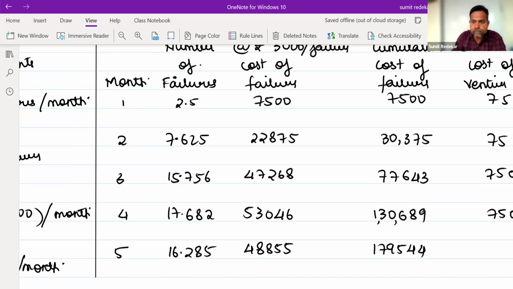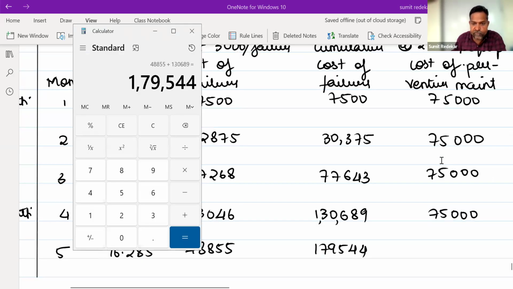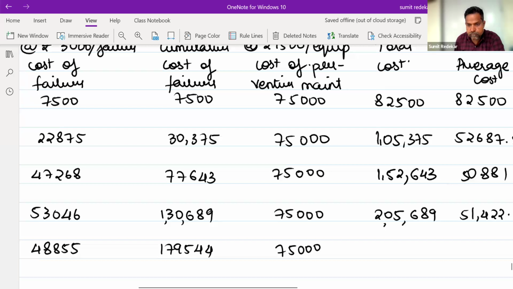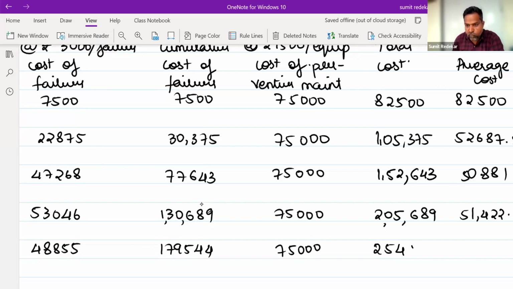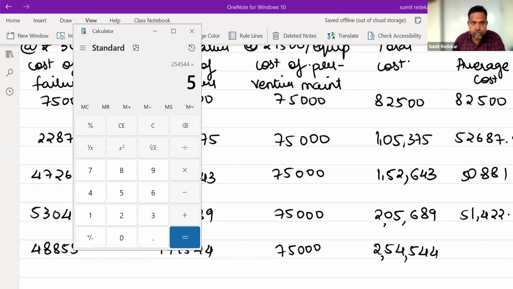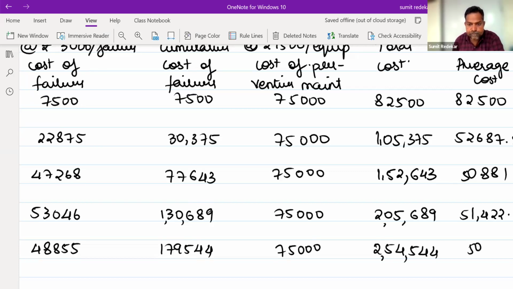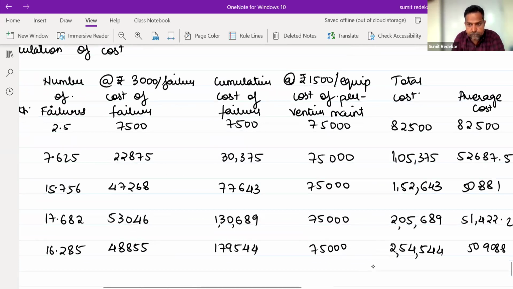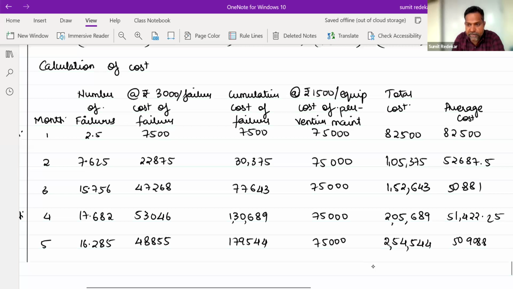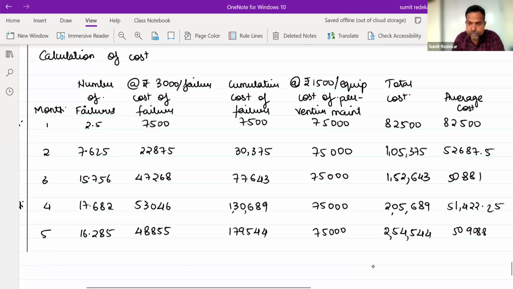Add the 75,000 to it. 254,544. Average 50,908.8. Correct, but it's still more as compared to the third period. And that is why we say that it is best to do group replacement every 3 months. That's going to be the answer.